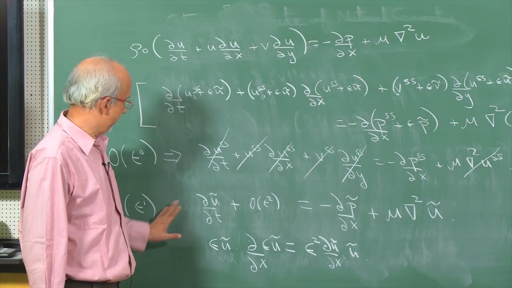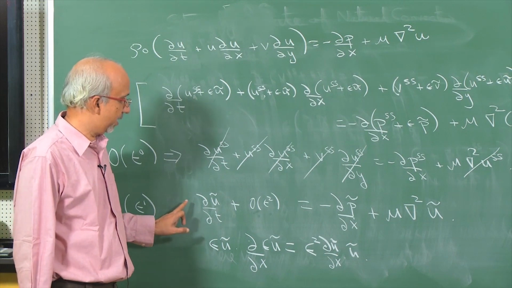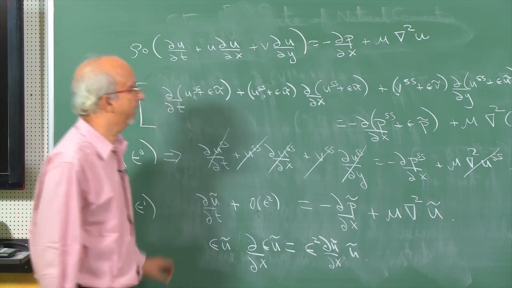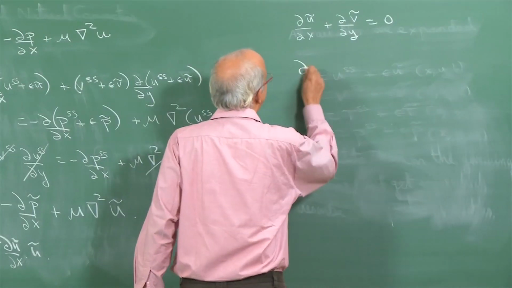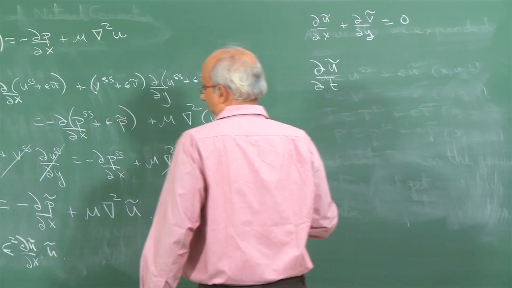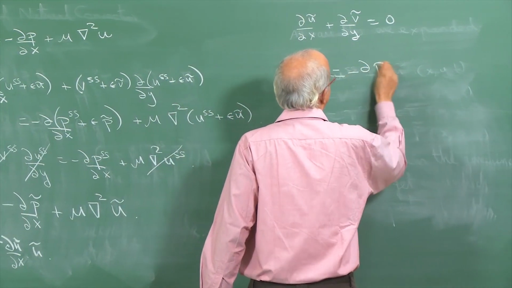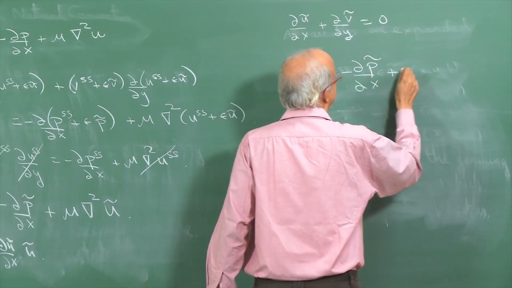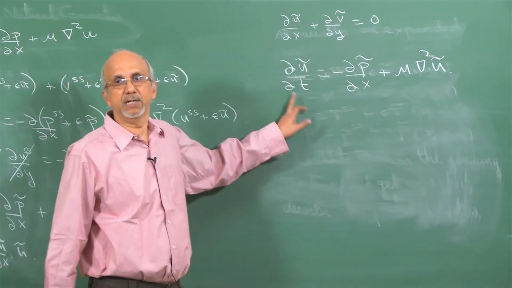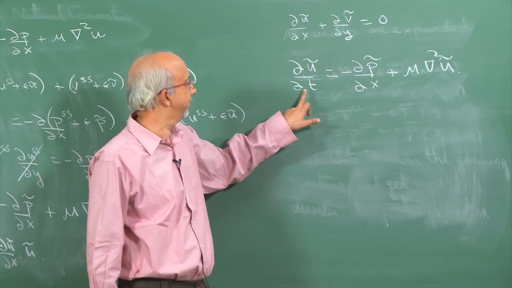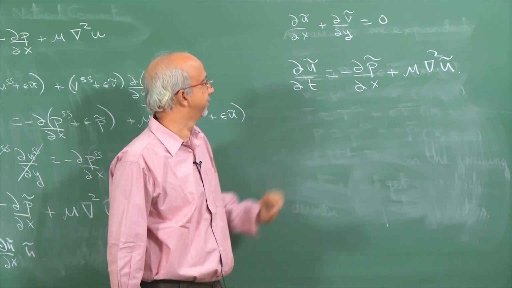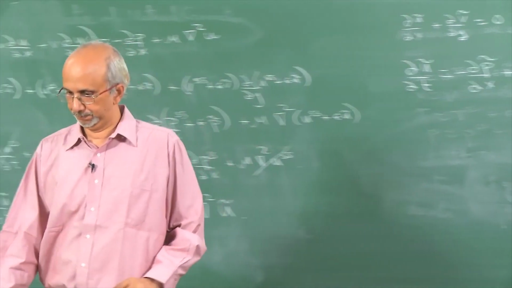So, in other words, the linearized x momentum equation around the steady state is going to be given by du tilde by dt equals minus dp tilde by dx plus mu del squared u tilde. So, this again is a linear equation, and of course, it has dependency in t and x and y.